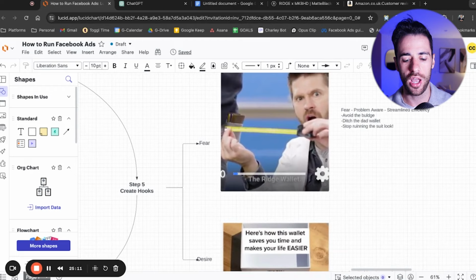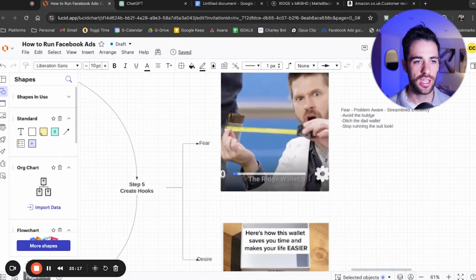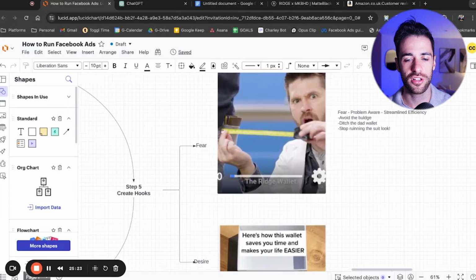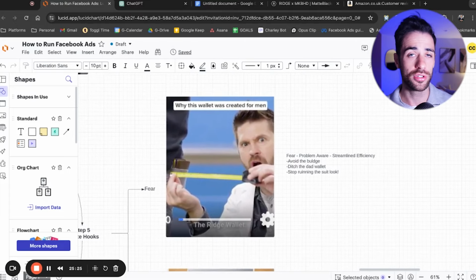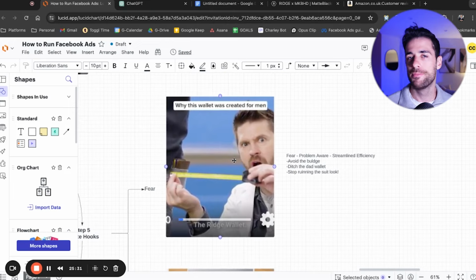So the hook as well, it's not text and it's not visual as such. It could be either. It could either be a text hook or it could be a visual hook. It's not just always text or has to be both. You could do either or. So you can see in this example, this one's moving away from fear. "Why this wallet was created for men" is not really the hook. That's nothing that's really going to make you stop. It's just giving some context. So we're giving context that we're talking about the wallet and the targeting is for men. That's all that's really doing.